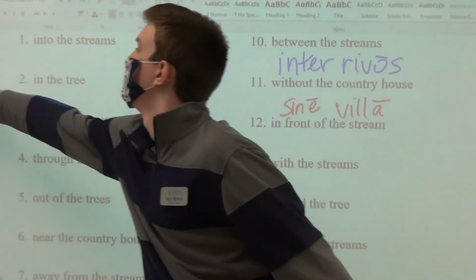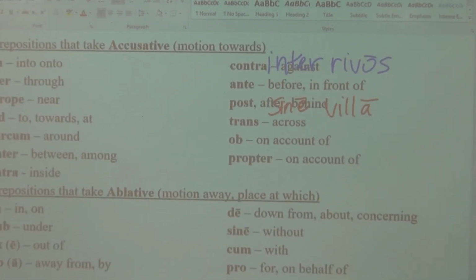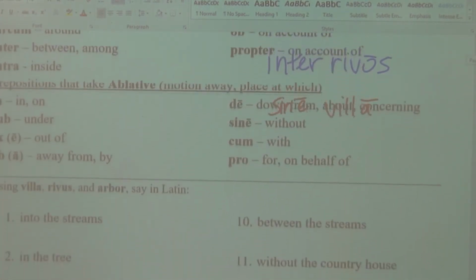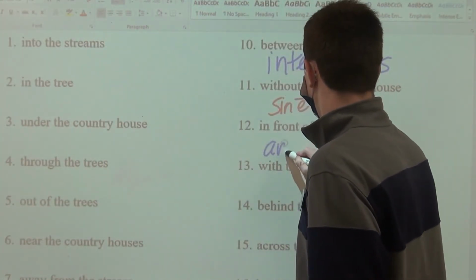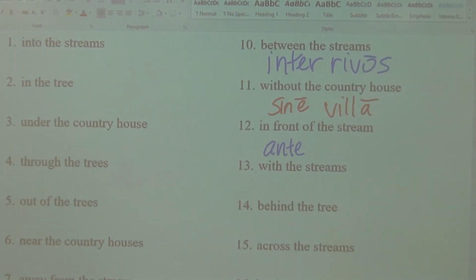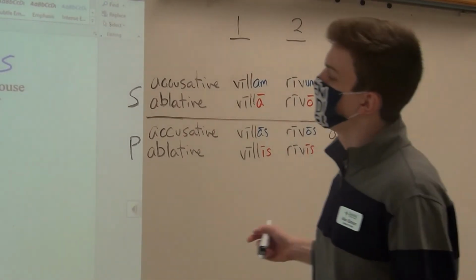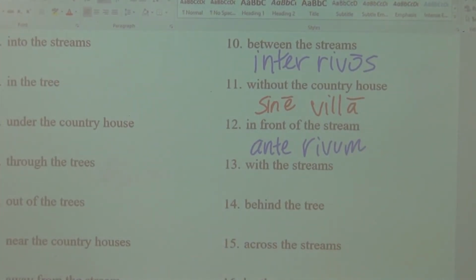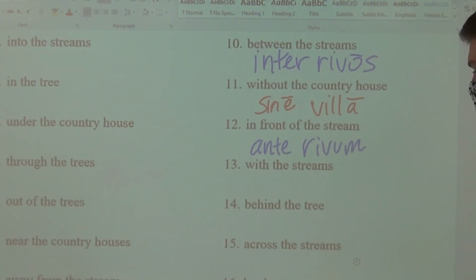Number 12. Let's go to our chart. We look for in front of. And right here, we see ante means in front of. So we're going to go back down. It takes the accusative, so we're going to do ante. And then we're going to do stream. We know it's accusative singular, because stream is singular, so rivum. My V's and U's look similar, but that's a V and that's a U, because that's a UM for rivum.